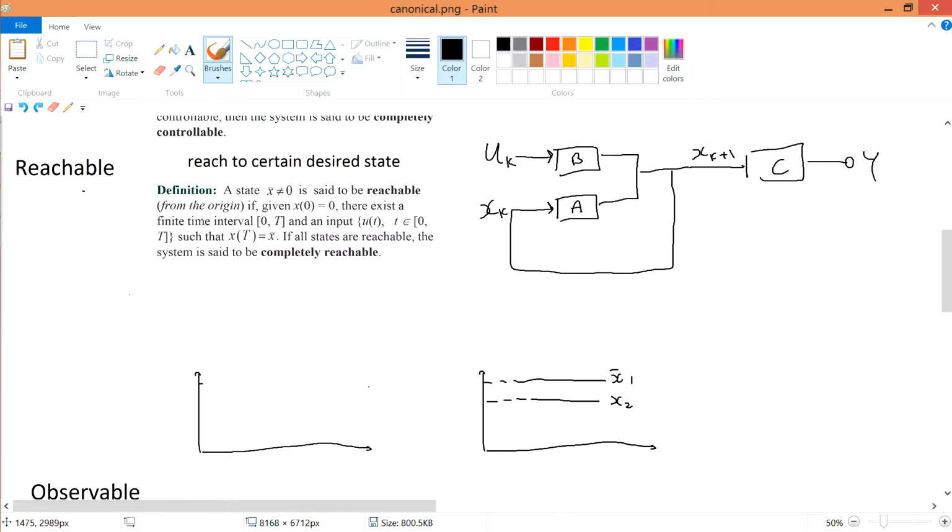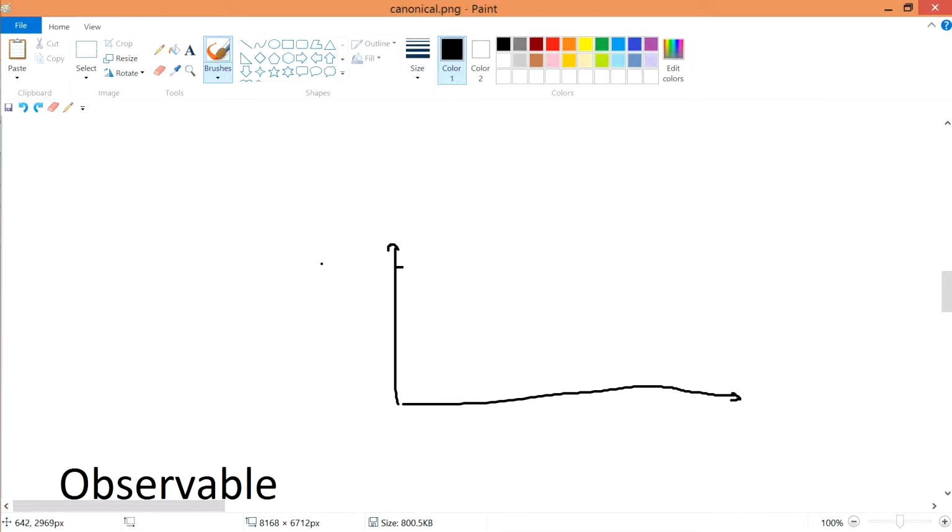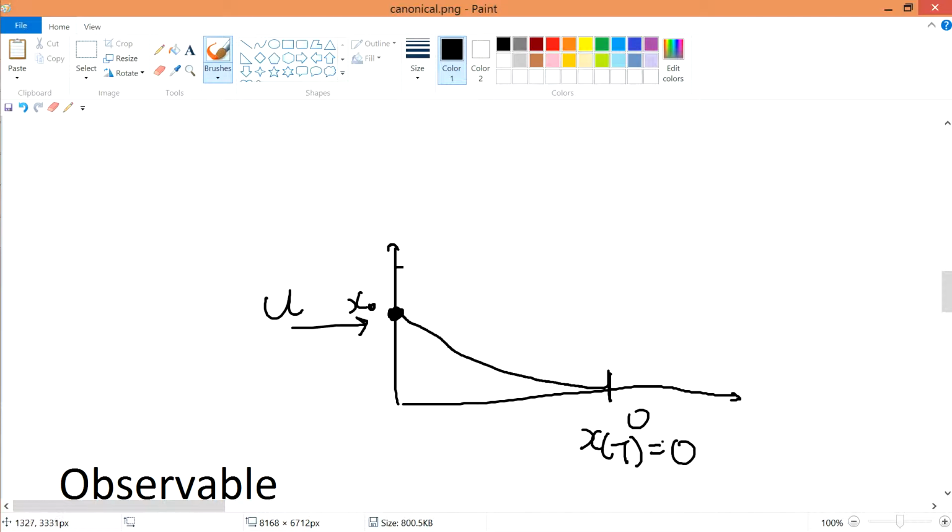So graphically, if I were to zoom in, if you have a certain x naught over here, and you input a certain u, interacting with this x naught, eventually, slowly, you'll change it all the way to 0, and at time t, x of t is equal to 0. This is fine for a one variable system.